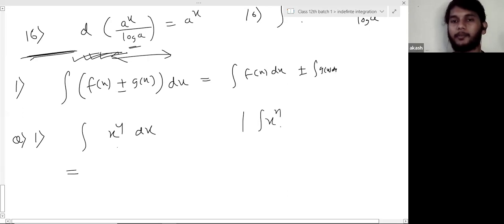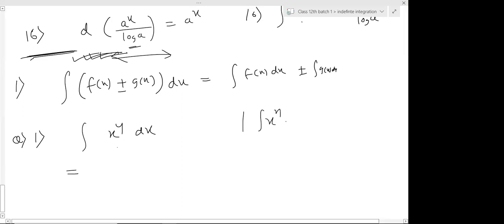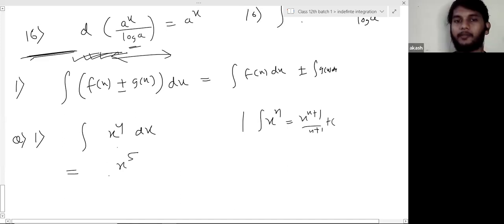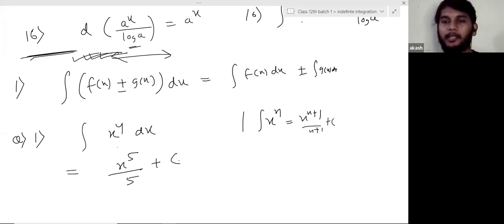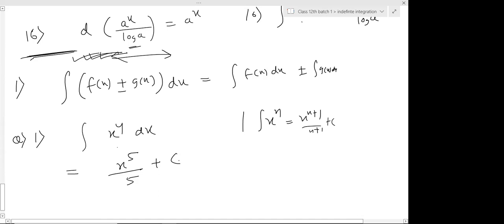Who can tell me what is the formula? x raised to the power n plus 1 by n plus 1. Right. So this will be x raised to the power 5 upon 5 plus c. This thing is clear, everyone? Add 1 to the power and divide by that power, plus c. This thing is clear. Yes, sir. All right.